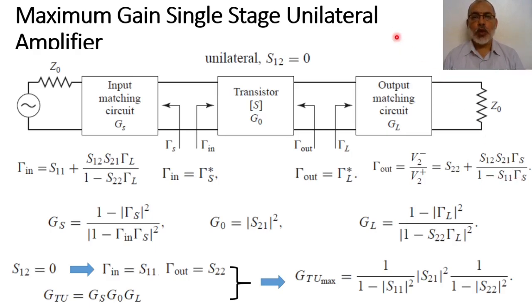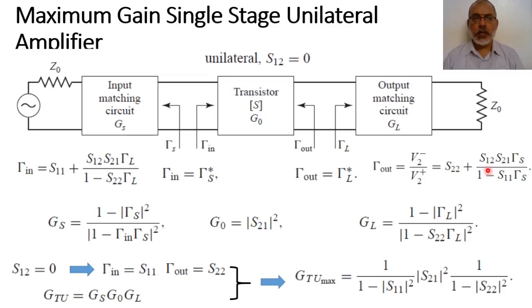For a special case of unilateral amplifier, we said that unilateral amplifier means that there is no feedback from the output to the input. Or in other words, the value of S12 is 0. So for a special case of unilateral amplifier, gamma input would be S11, and gamma output would be S22, because the value of S12 here is 0, and S12 here is 0.